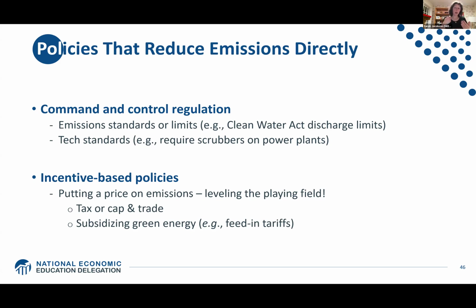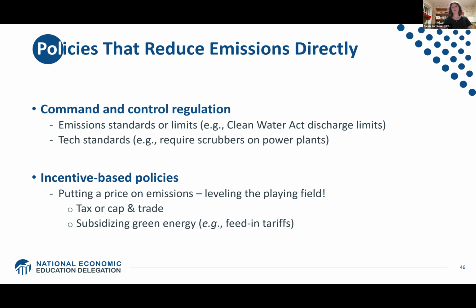So for example, on my car, I have to have a particular kind of device to make it so that I'm not putting out so much smog, right? Every Clean Water Act discharge has a limit for every pollutant, and so on. The one that economists have been pretty excited about for a few decades is incentive-based policies, in contrast to command and control. These provide more flexibility.